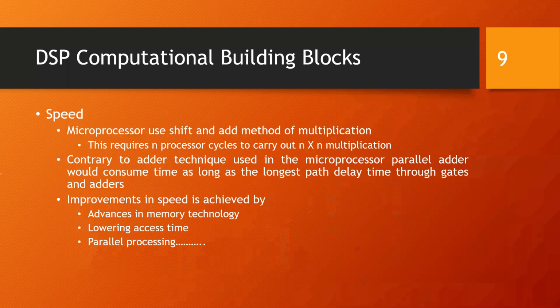So moving ahead, there are a few concepts related to these things. Now, the first one is speed. When we speak of a microprocessor, when we are doing multiplication, we use the shift and add method. If you remember, we have different methods like shift and save, add and save, shift and add. In general, microprocessors follow the shift and add process for multiplication.